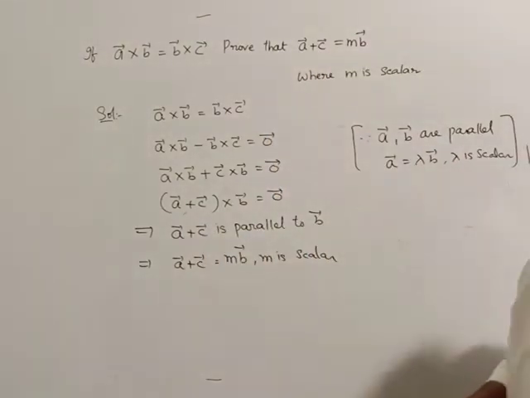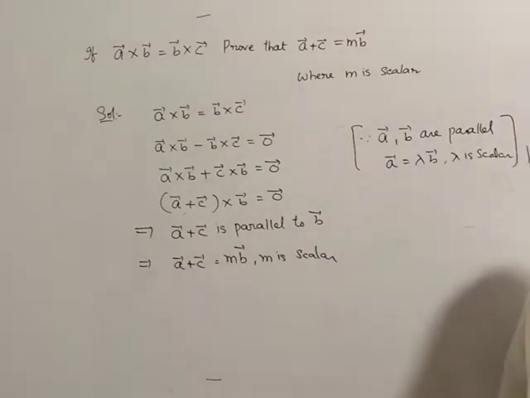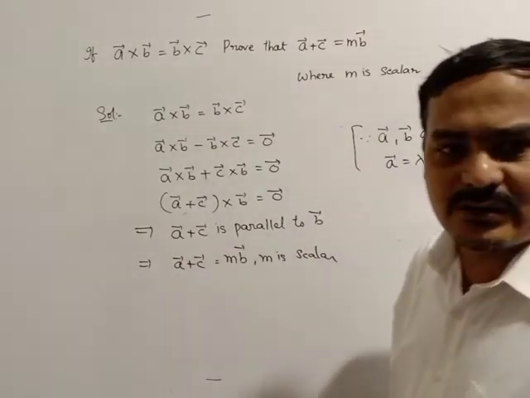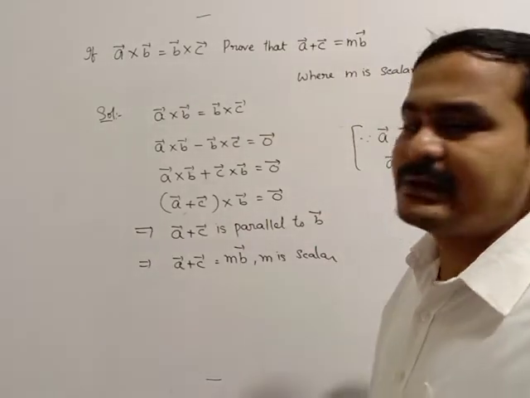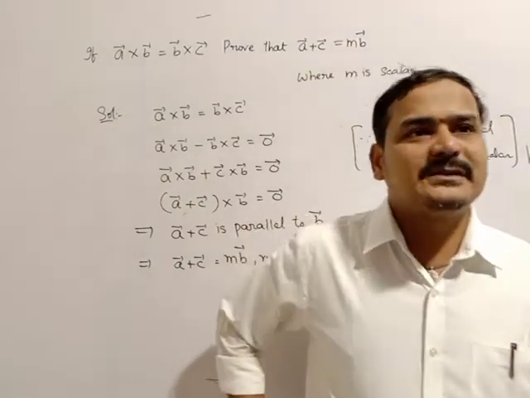Very easy question, and it is a very repeatedly asked question. What is it? If A bar cross B bar is equal to B bar cross C bar, then prove that A bar plus C bar is equal to m into B bar. For that purpose, what did you do?